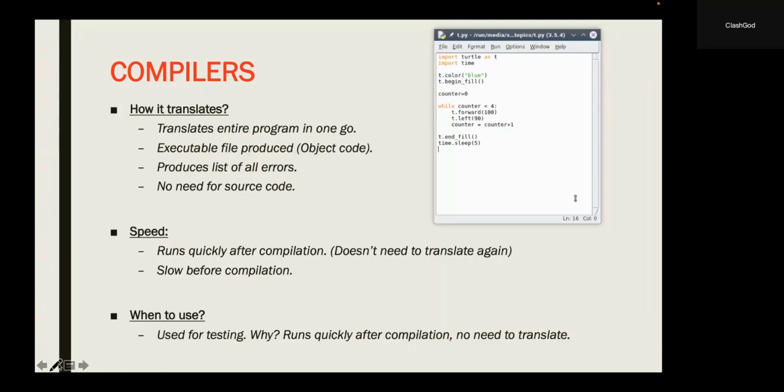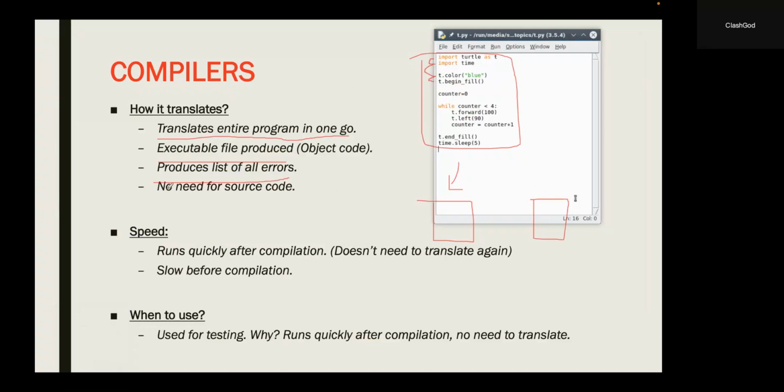Now let's take a look at compilers. Compilers are a little different from interpreters. Instead of translating the program line by line, translate, execute, what it does is translate the entire program in one go. It just takes this entire thing, changes it into zeros and ones, and produces a file containing the translated code. So an executable file is produced. It also creates a new file that lists all the errors in the entire code.